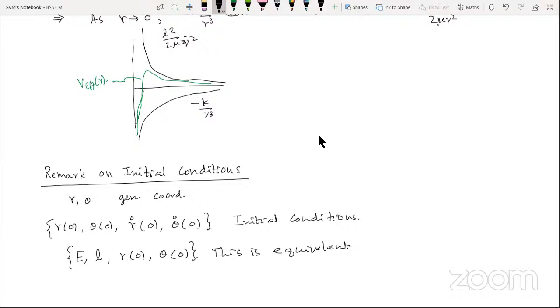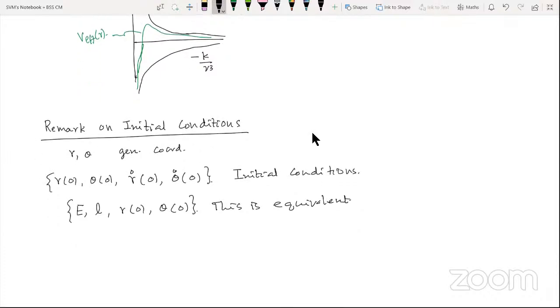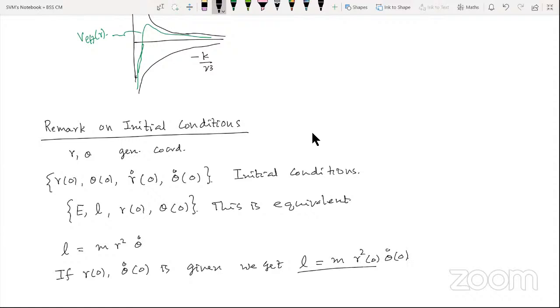How do we see this is equivalent? Because you know that L is equal to m r square theta dot, right? So if r of 0 and theta dot of 0 is given, we get L is equal to m r square at 0 and theta dot at 0. And L is not going to change from time to time. So once you know r of 0 and theta dot of 0, you can calculate L.